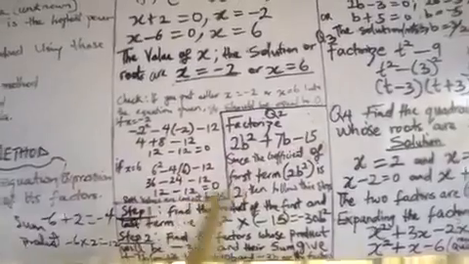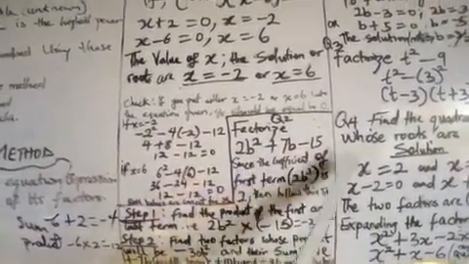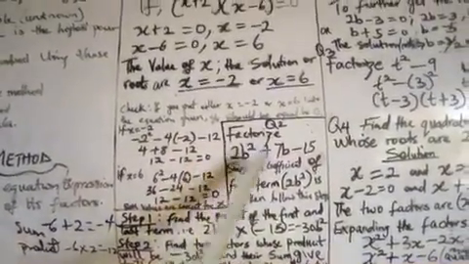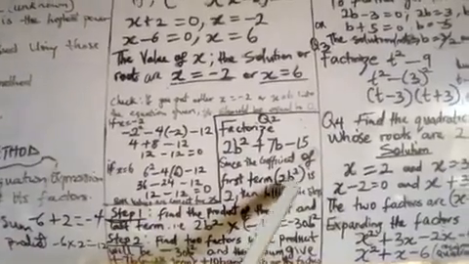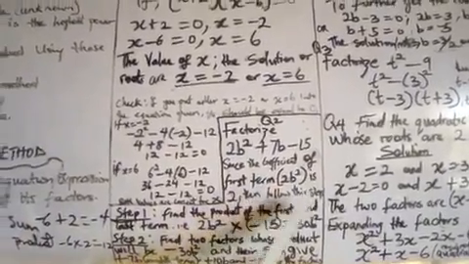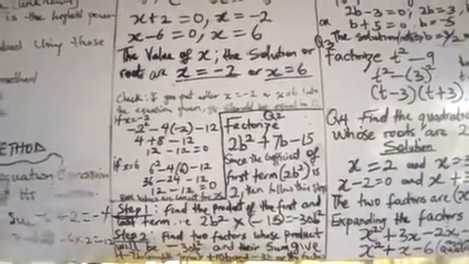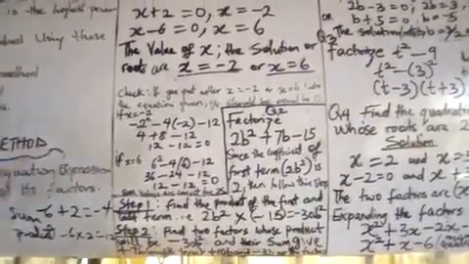Now, since the coefficient of the first term, which is 2b squared, is 2, then we follow this step. Take note of all these steps. You know, question 1 is different from question 2.